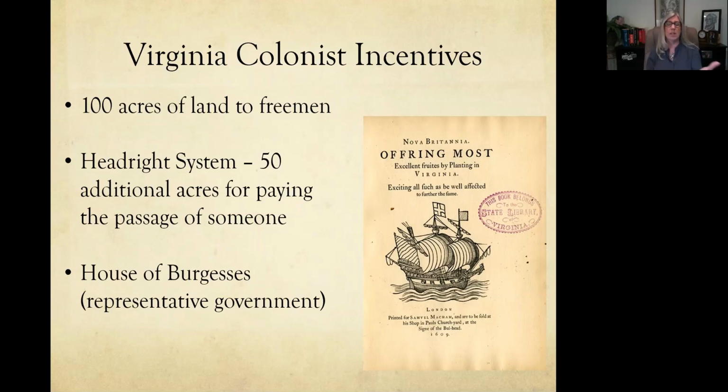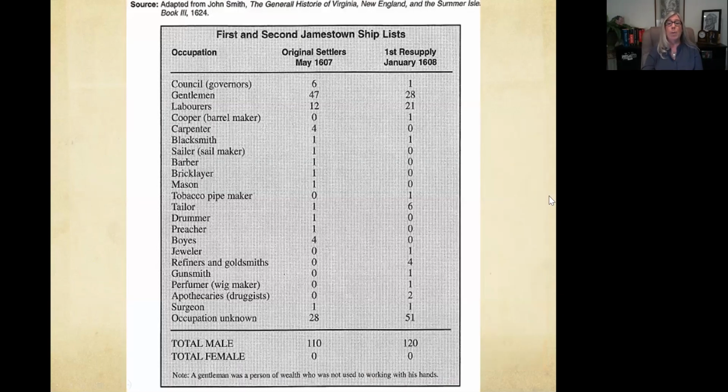So there were advertisements, people came, and once they were able to make money, and once they were starting to farm, then the population began to increase. So if we go back and we look at, this is a good document here, and it's taken from the records of John Smith.